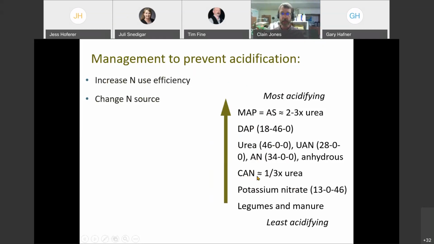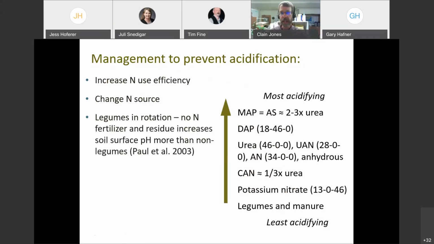Calcium ammonium nitrate acidifies only about 1/3 as much as urea, and that's because it has some lime within the product. Potassium nitrate doesn't acidify at all. It actually raises the pH, but it's very expensive. And then legumes and manure don't seem to acidify much, if at all. Another advantage of legumes is by having them in rotation, you don't need any nitrogen fertilizer the year that they're grown, and then a little bit often gets left for the next crop, so you can maybe back off on nitrogen. And legume residue happens to have higher surface pH, higher pH in the residue than non-legumes.